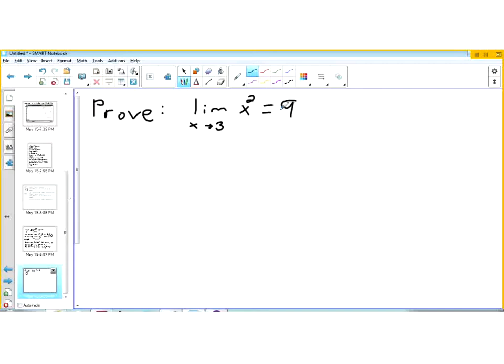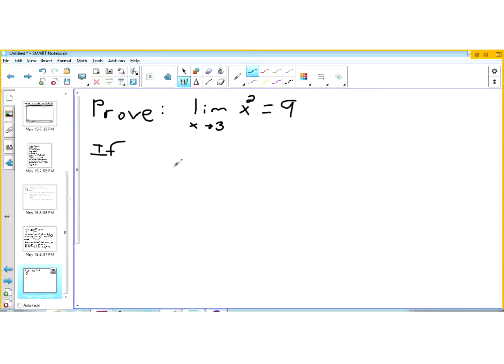Now, we can't do this graphically because the proof has to encapsulate the fact that it has to work for all positive values of epsilon. Okay? We can't just pick one point on the function and show it for one value. We have to demonstrate it for all values of epsilon. So, here's the proof. All right, so it starts out as follows.